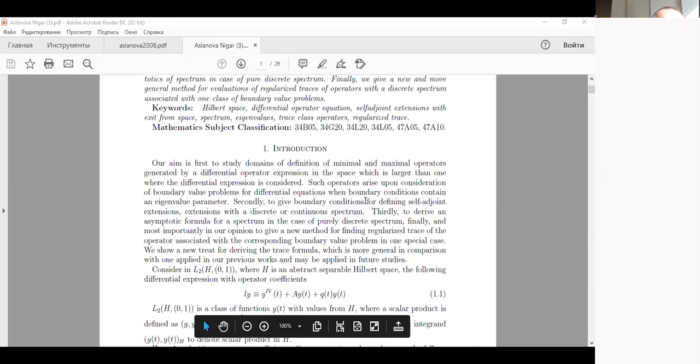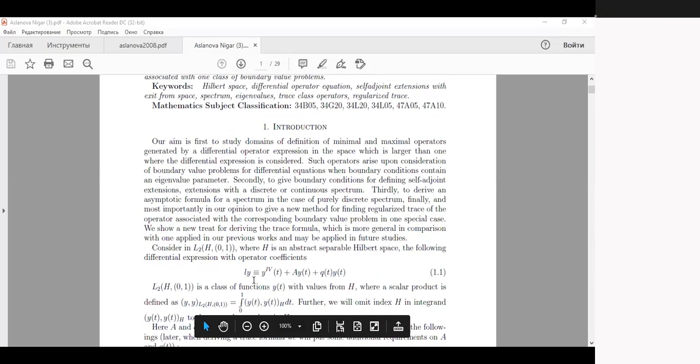As it was announced, it's about some spectral problems for differential operators with operator coefficients. I want you to look at that differential expression that you see on screen, formula 1.1. That expression is considered in that functional space. Just for reminding some facts from here, I think everyone knows about it.